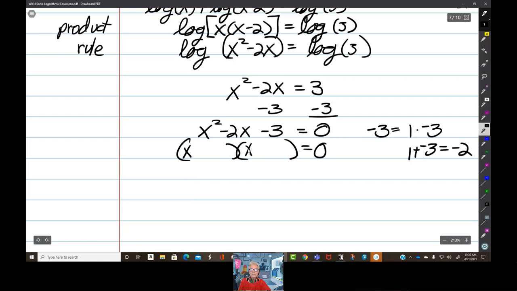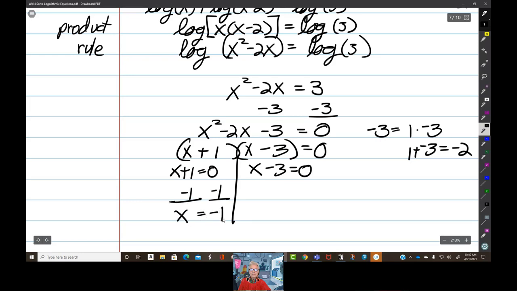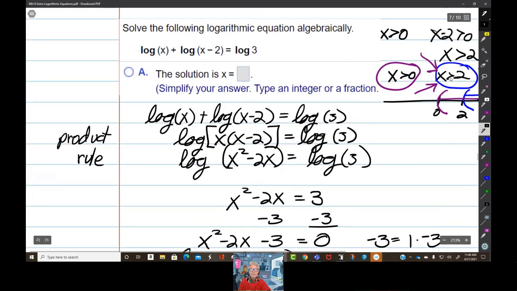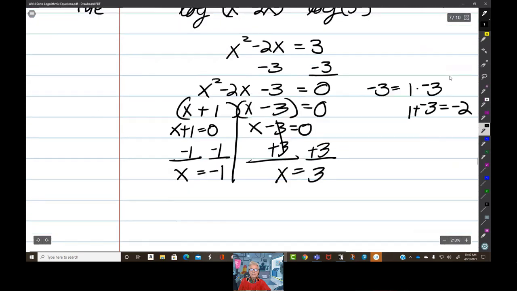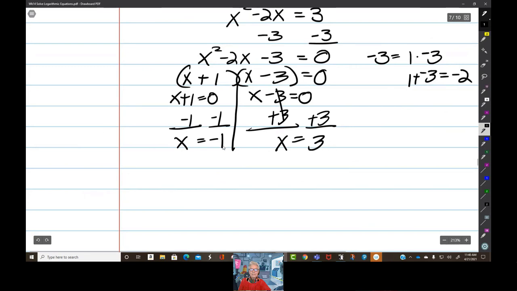So x plus 1, x minus 3. x plus 1 equals 0, x minus 3 equals 0. Subtract 1, subtract 1. So x equals negative 1. Plus 3, x equals positive 3. Now we come back up here and see that our answer has to be greater than positive 2. 3 is definitely greater than positive 2. Negative 1 is definitely smaller. So we x that out and we go with 3.